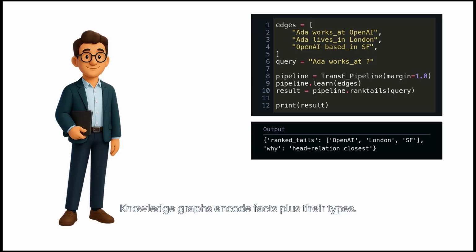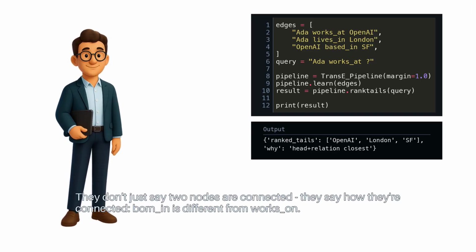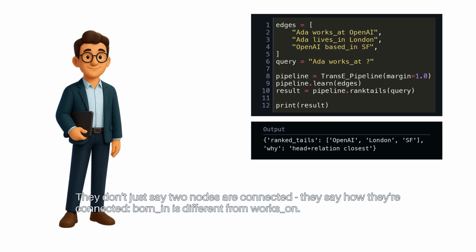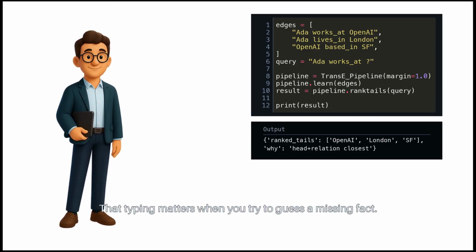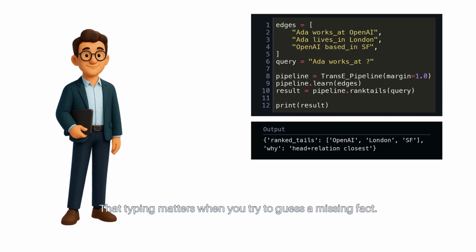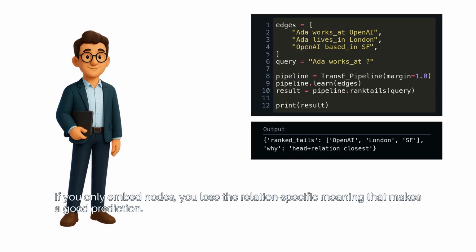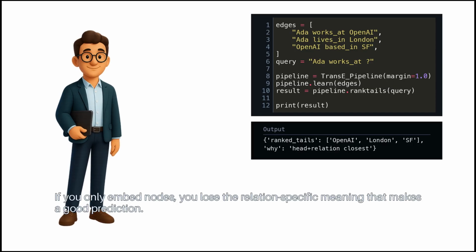Knowledge graphs encode facts plus their types. They don't just say two nodes are connected. They say how they're connected. Born in is different from works on. That typing matters when you try to guess a missing fact. If you only embed nodes, you lose the relation-specific meaning that makes a good prediction.